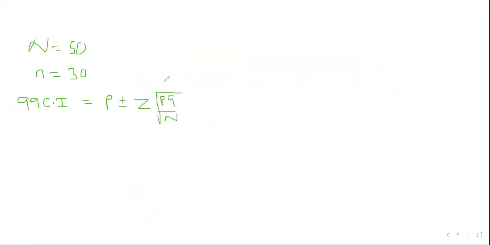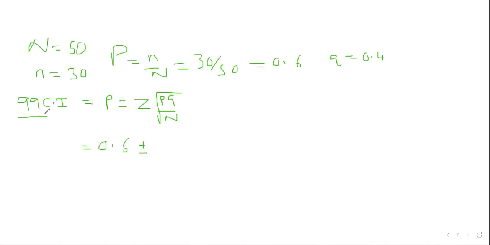Whenever I'm given proportions, the proportion is simply a small sample over a big sample. 30 over 50 will give you 60% or 0.6. So meaning our Q will be 0.4. So in this case, we're going to have 0.6 plus or minus. What is our Z at 99%? Z is 2.33.